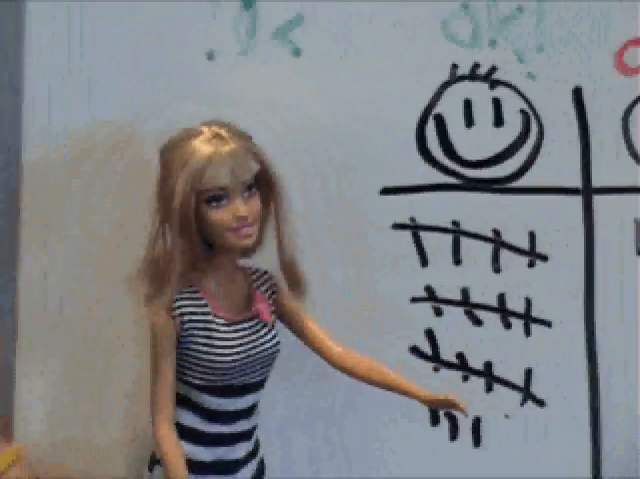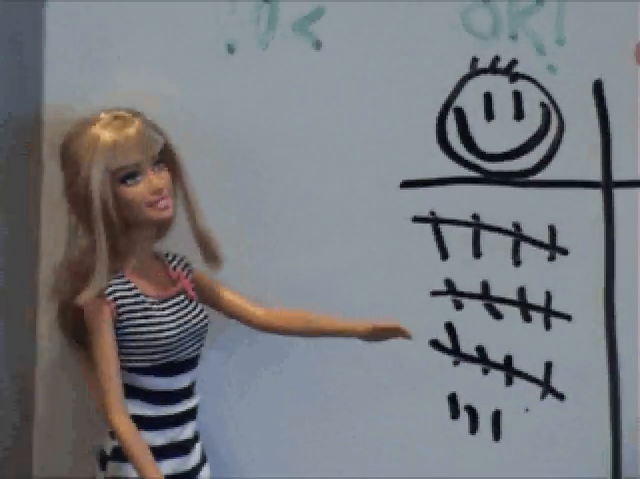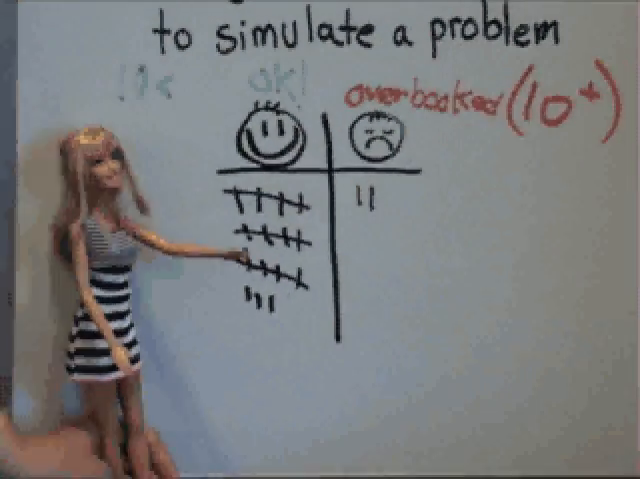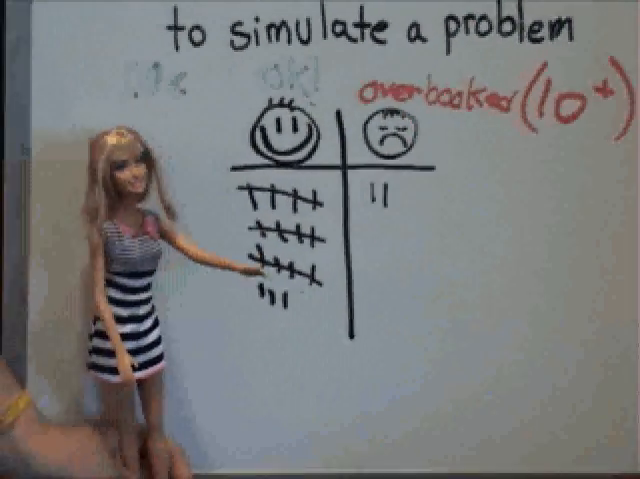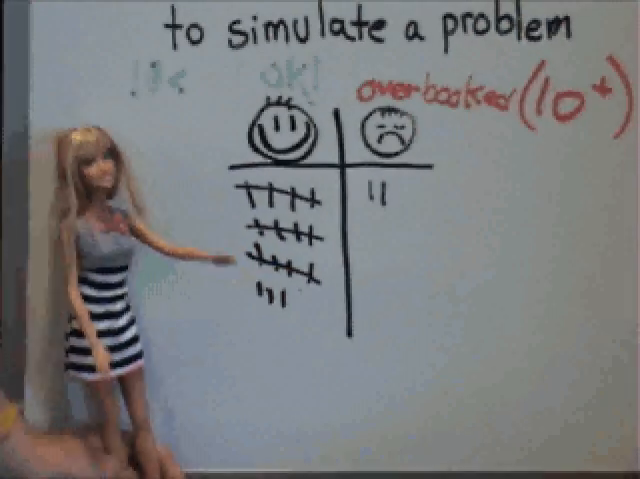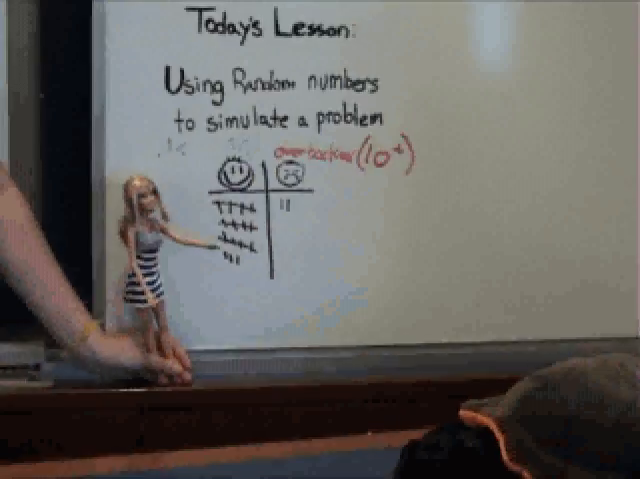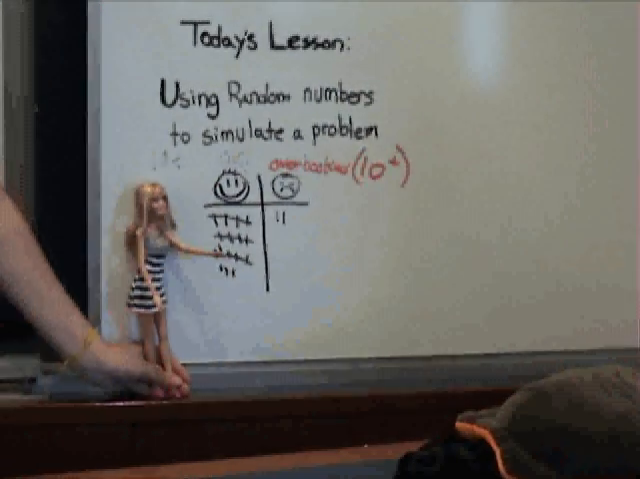Okay, class, after doing 20 trials, we have come up with most excellent results. So, we have found that in only 2 out of the 20 trials, it is overbooked. So, therefore, we have a 10% chance of Mr. Turtle being overbooked. However, we only performed a very small trial.